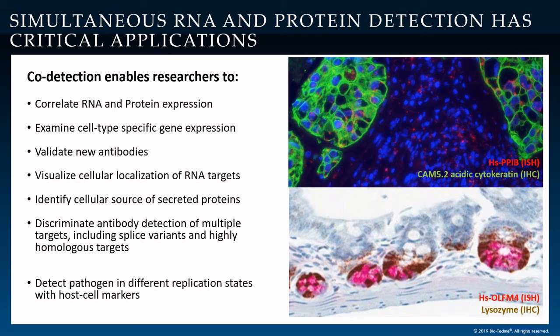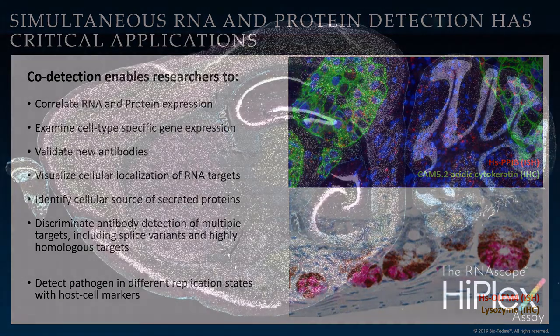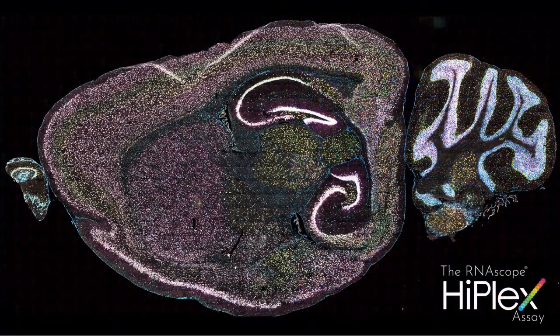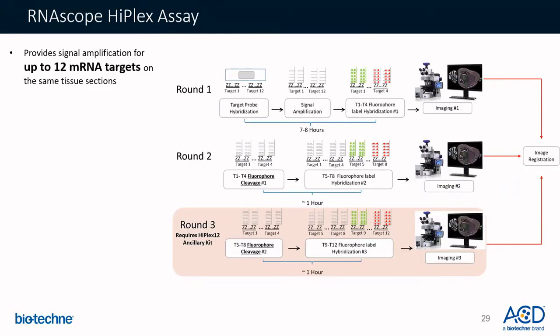So with all of this, I'd like to introduce and give you a little bit more information on our RNAscope HiPlex assay. As I mentioned earlier, the RNAscope HiPlex assay allows for visualization of up to 12 mRNA targets on the same tissue section. So how does this assay work?